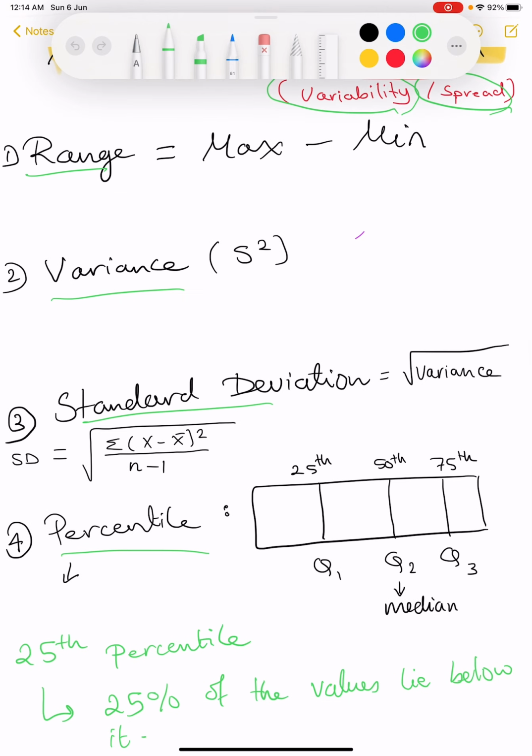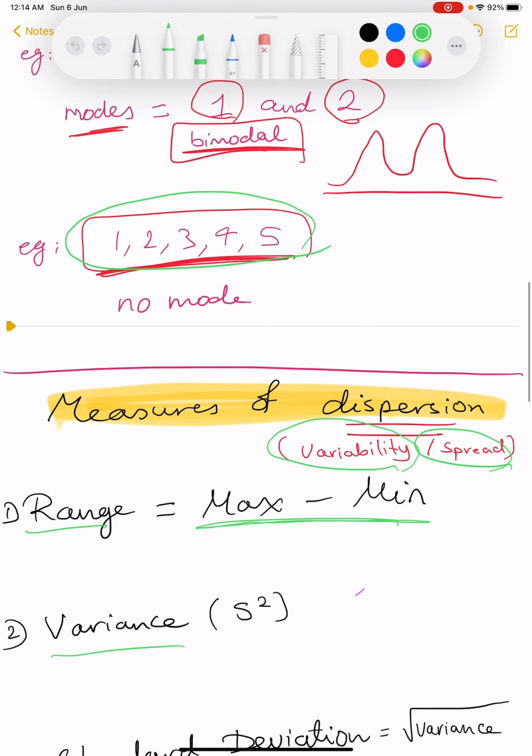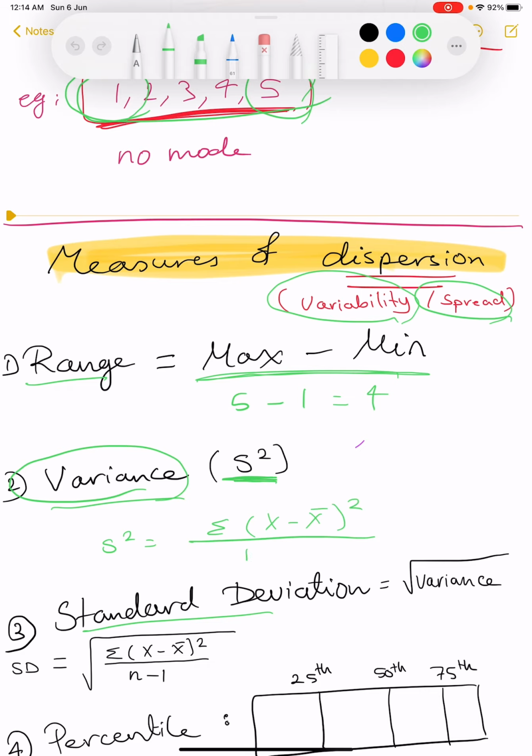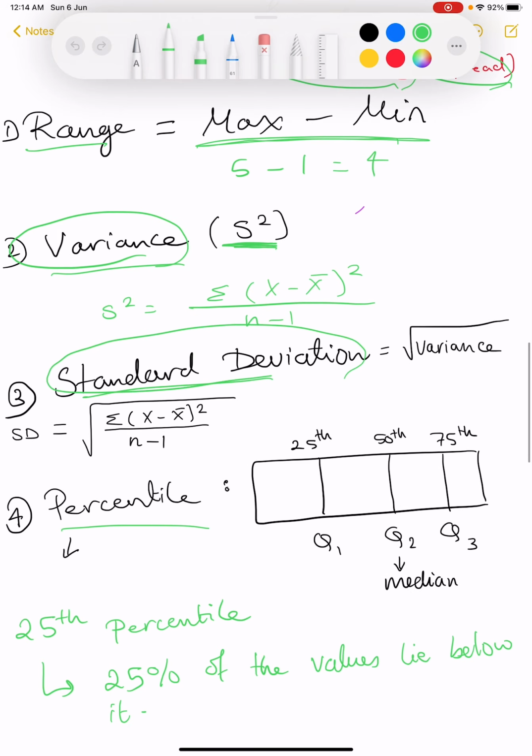Okay, so the range is the maximum value minus the minimum value. For example, if we take this example, the range will be 5 minus 1, which is 4. Highest minus the lowest. And the variance is symbolized by s squared, and s squared is equal to the sum of all values minus the mean squared over n minus 1. Standard deviation is just the root of the variance, and this is its symbol, or just s. Both are correct, and we take the root of this rule. It's the same thing.